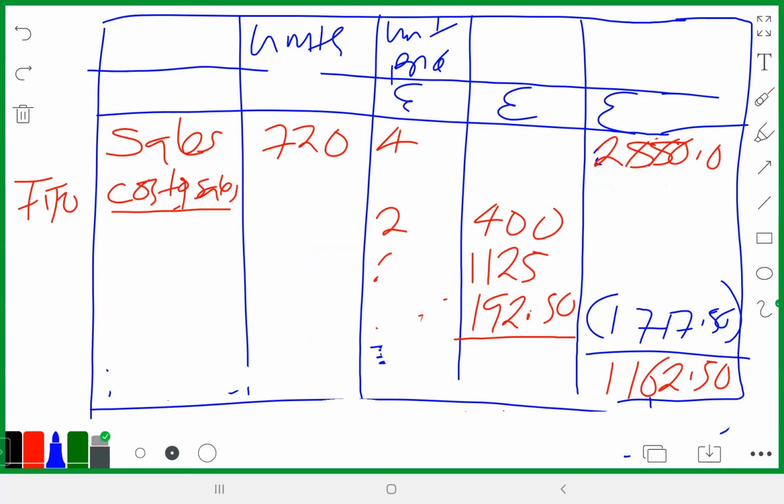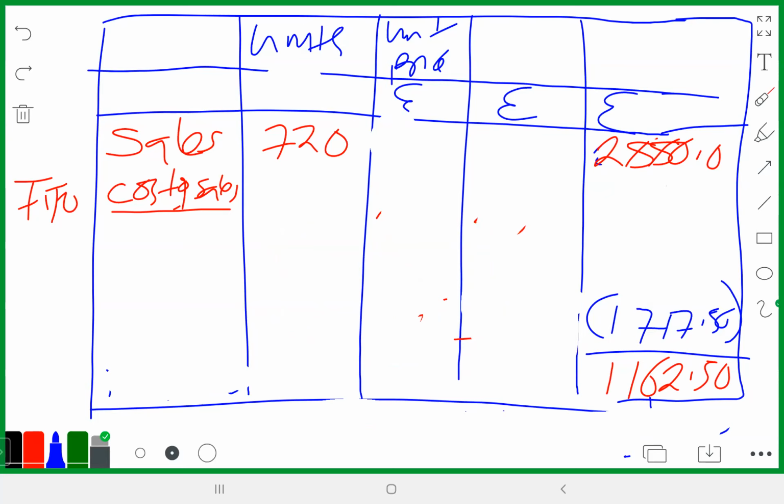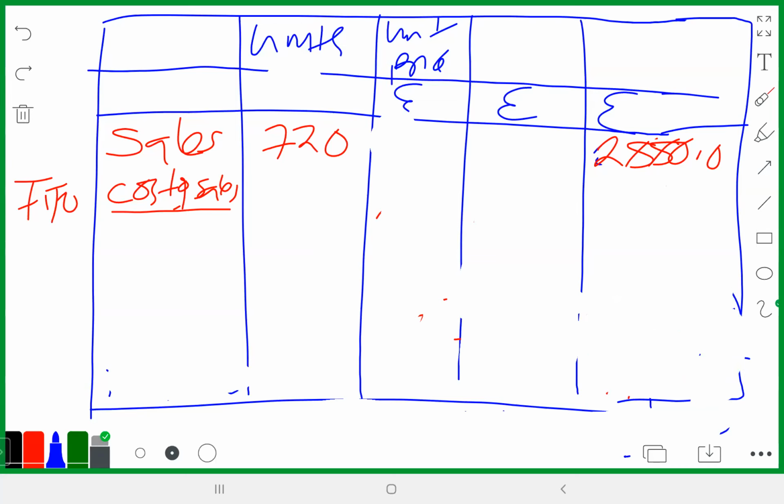Okay. Now let's use the other method, which is the last in, first out. LIFO. Last in, first out. Of course, the way we value the sales will still be the same, and obviously the value of sales will still be the same one, right?